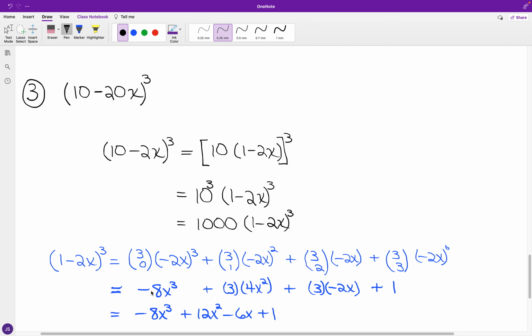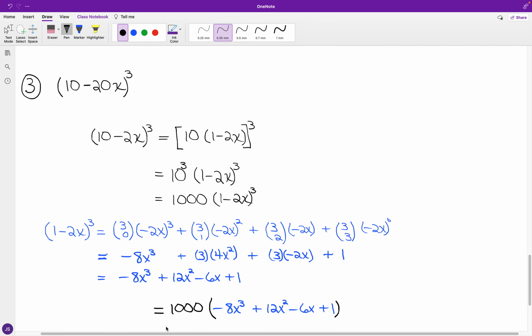So you get 1 times negative 8x cubed. Then we have 3 times the quantity of 4x squared, and another 3 times negative 2x, and we have 1 times 1. For the cube of 1 minus 2x, this goes to negative 8x cubed plus 12x squared minus 6x plus 1.